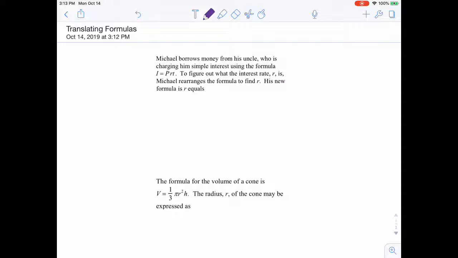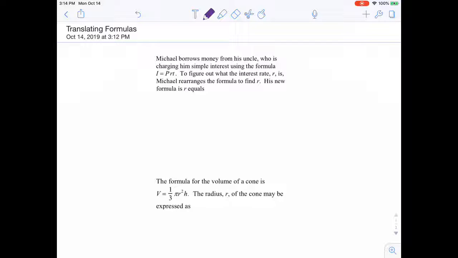Okay, today we're going to look at a few literal equations, or as they're now called, translating formulas. Here we have multiple variables in a situation, and we have to solve for one of the variables, depending on the problem. So normally we're used to solving for x equals a number. Now we have a formula here. The first example has I, P, R, and T.